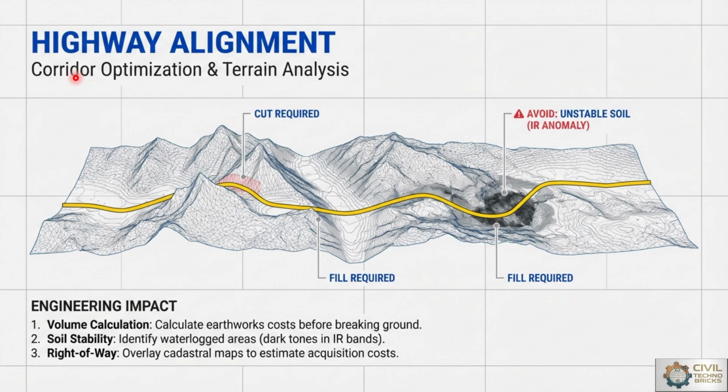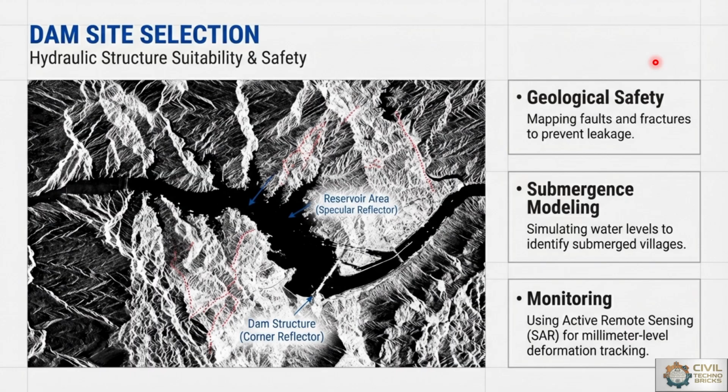So the engineering impact of highway alignment is based on volume calculation, soil stability, and right of way. Here the right of way is the overlay of the cadastral map to estimate acquisition cost. Soil stability is most important, so we have to identify the waterlogging areas, which are the dark tones in the infrared bands, detected with the remote sensing tool. And the first one is volume calculation, where we calculate earthworks that require cost before breaking the actual ground surface. Most important is the site selection criteria, which is based on hydraulic structure suitability and safety, just like dam-like structures.